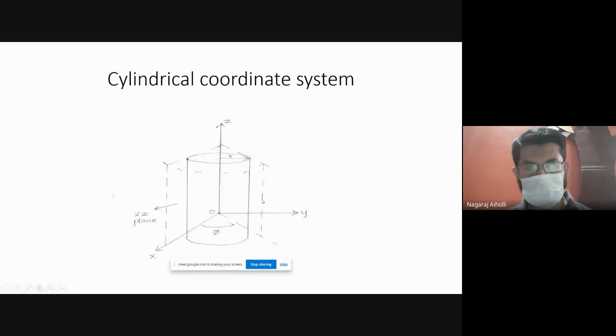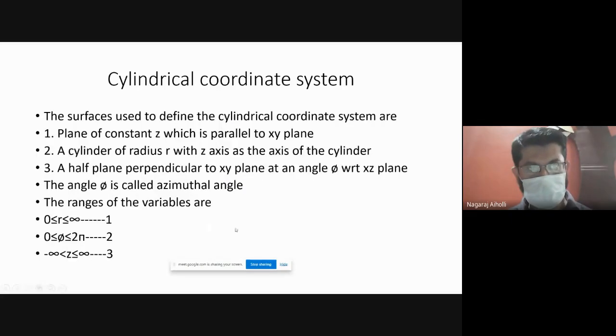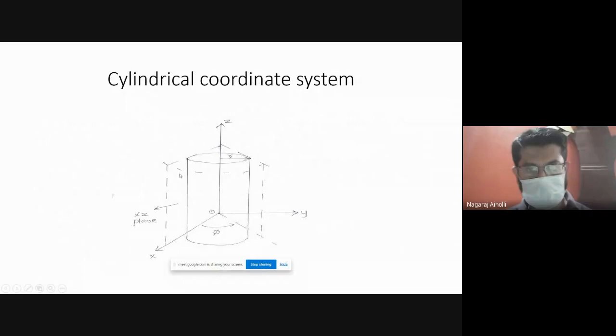If you look into this figure, the plane that is parallel to the xy plane is the dashed one you are seeing here. This plane is the plane of constant Z, which is parallel to the xy plane. It is a plane along the Z axis and parallel to the xy plane.